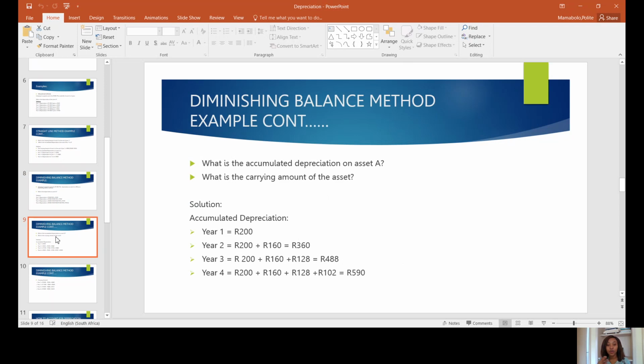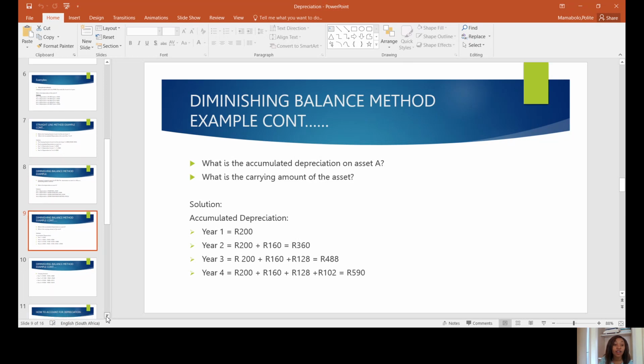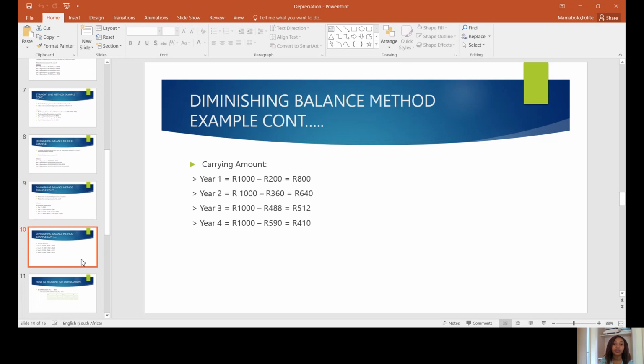So if you look at our solution, the accumulated depreciation at year 1 is 200. Accumulated depreciation at year 2 is 360. Accumulated depreciation at the end of year 3 is 488, and at the end of year 4 is 590. What is the carrying amount then at the end of year 1? It is 800. You take the 800 to year 2 to calculate your depreciation.